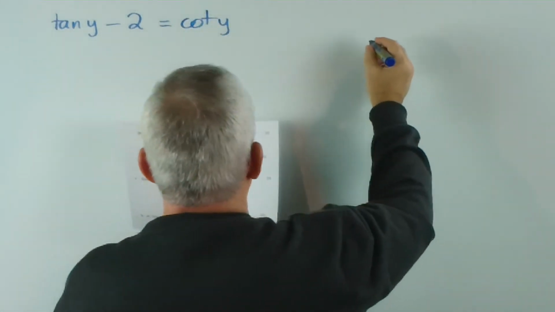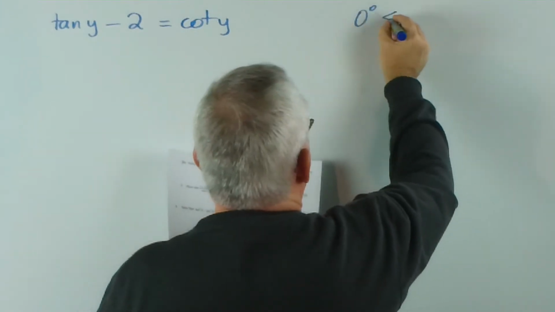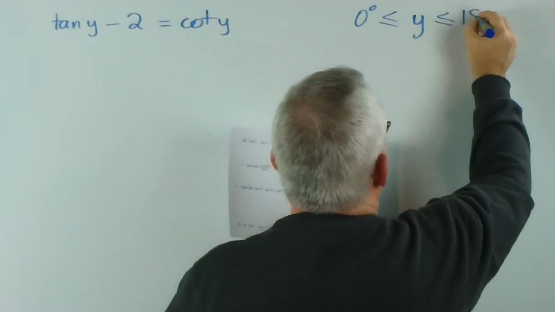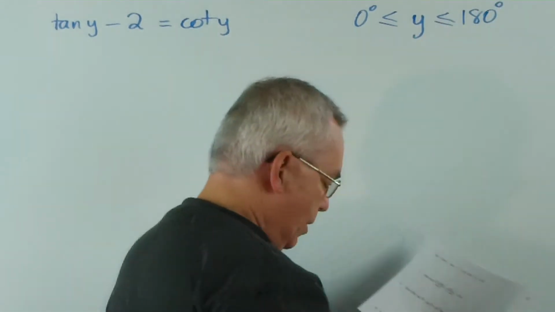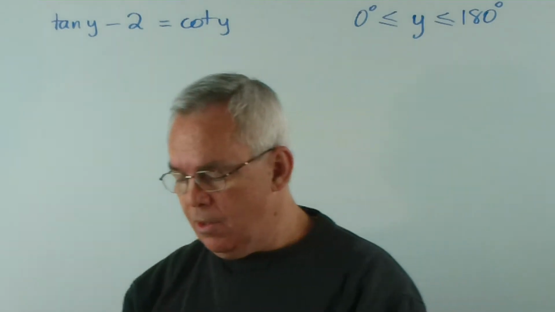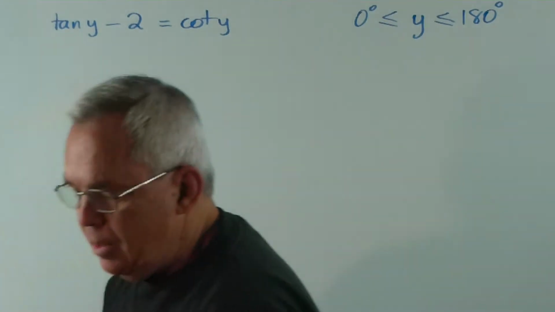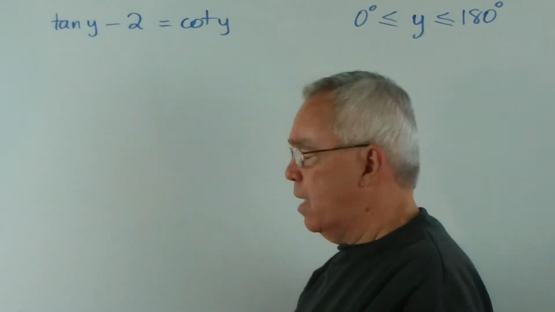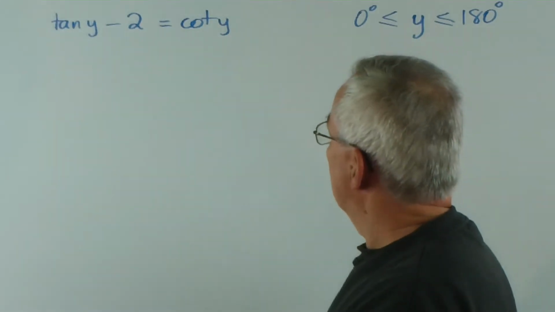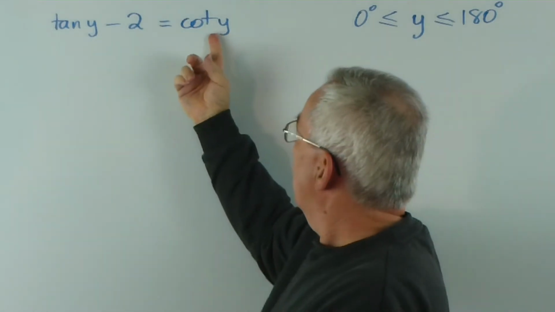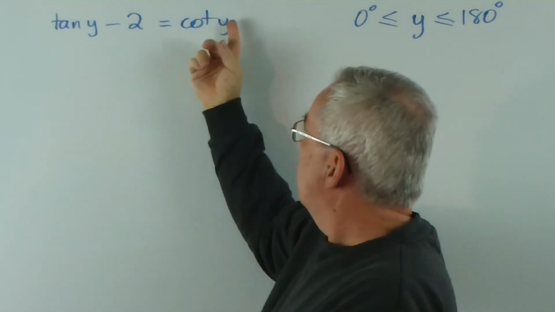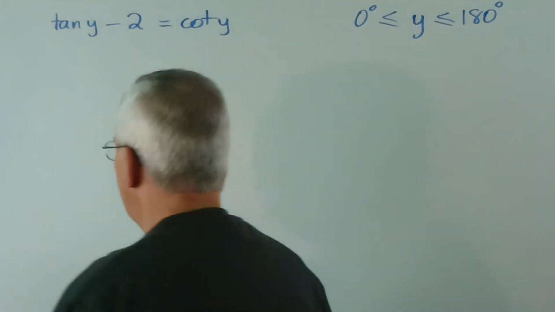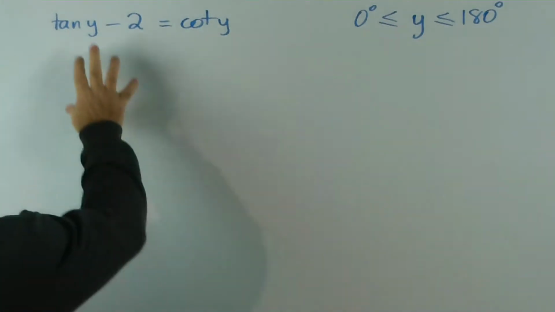Now, we've got a restricted domain here. Y lies between 0 and 180 degrees. So we're talking degrees rather than radians, and it's fairly restricted to half a cycle. It's very nice looking at this. It's just a simple y. There's no y squared or 2y or anything like that. There's no phase shift, y plus 3 or anything inside.